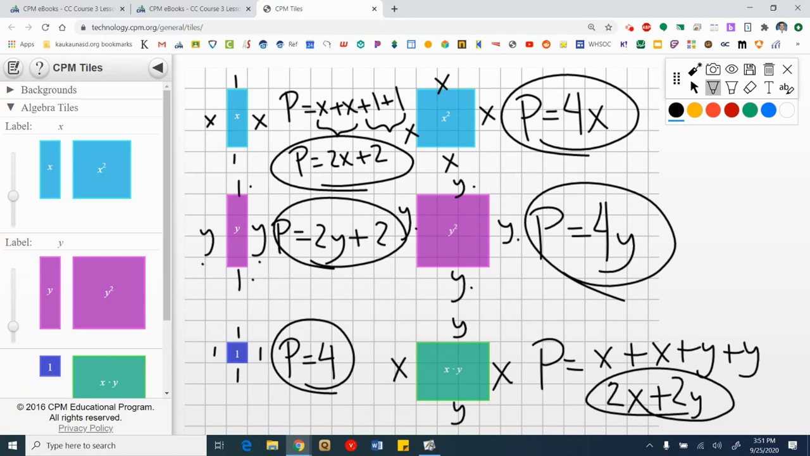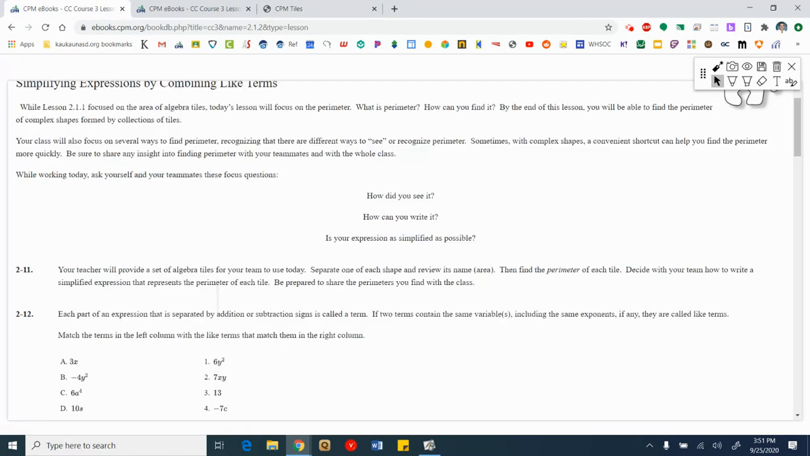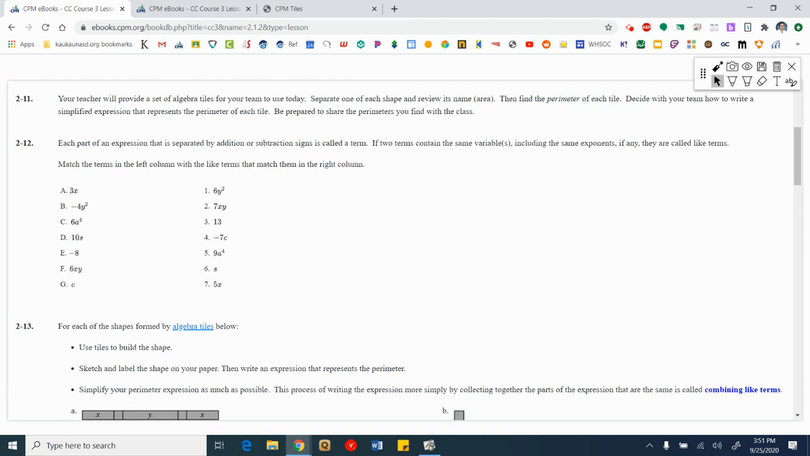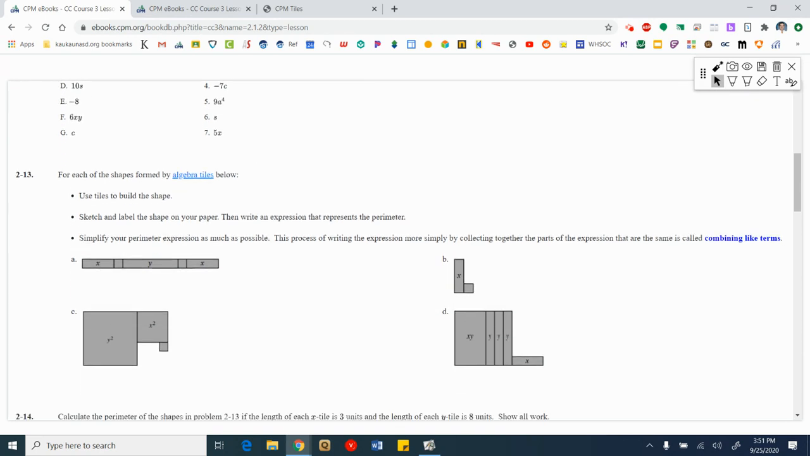I'm going to go ahead and flip back to the book. Virtual friends, you can do 2.1.2 if you'd like, matching the letter column to the number column. You do not have to do that. That is not one of our core problems.